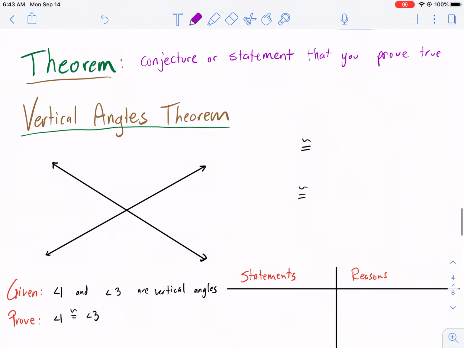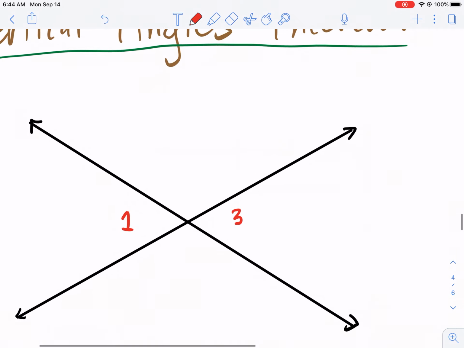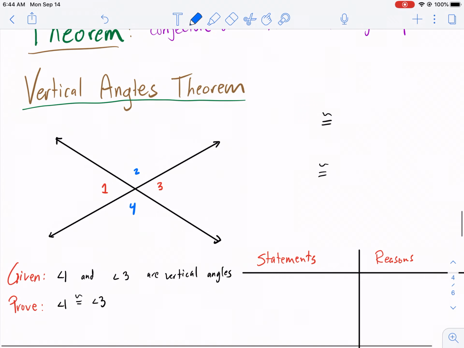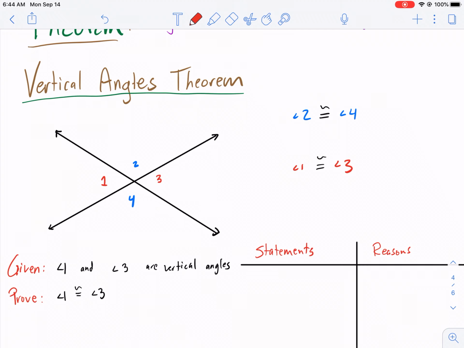Now let's talk about the vertical angles theorem. We're actually going to prove this one. It's fairly simple to prove. The first thing we need to do is write in some numbers to differentiate these angles. As you can see here, we have two intersecting lines, and it creates four different angles: 1, 2, 3, and 4. What we're going to show is that angle 2 is equal to angle 4, and angle 1 is congruent to angle 3. I said equal measure, congruent; that's kind of interchangeable terminology.